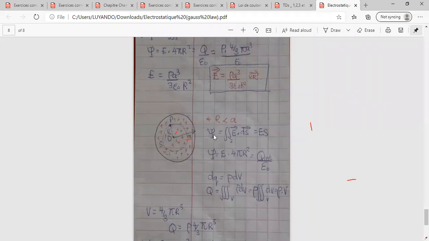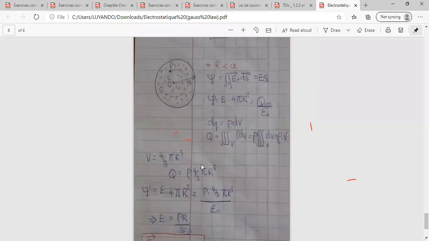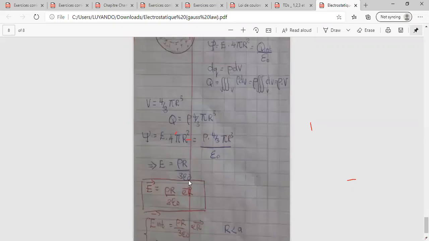So we have our flux equal to the integral of E dS, which is equal to ES. You know where this is coming from? We've replaced the surface area with our formula, equal to Q interior over epsilon zero, and dQ is equal to this, which we solved in the first place. We already calculated our charge, which was equal to this expression here. If we divide, we're going to have E is equal to rho r over three epsilon zero, with the direction.